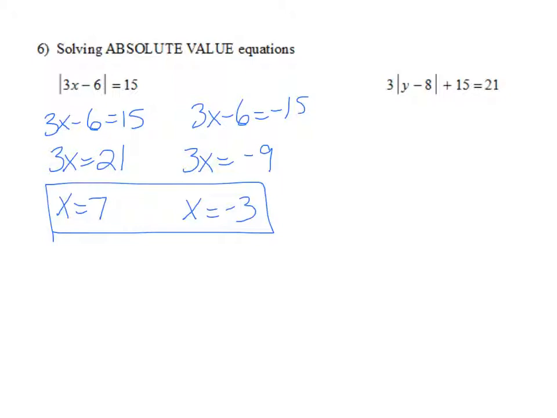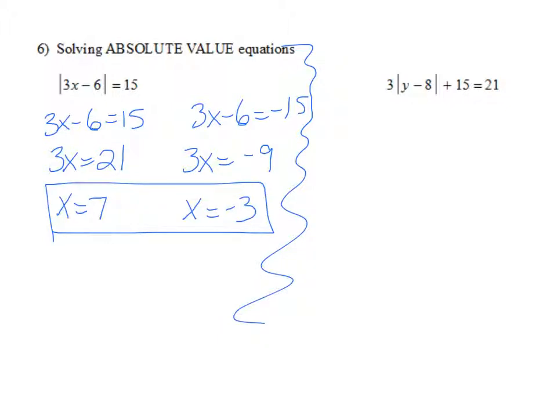Let me show you. So if we plugged in 7, that would be 21 minus 6. That's 15. The absolute value of that doesn't change it. But if I plugged in negative 3, that would get me a negative 9. Minus 6 is negative 15, but then we took the absolute value and said it equaled 15. Okay, so both of those values work. Let's try again.